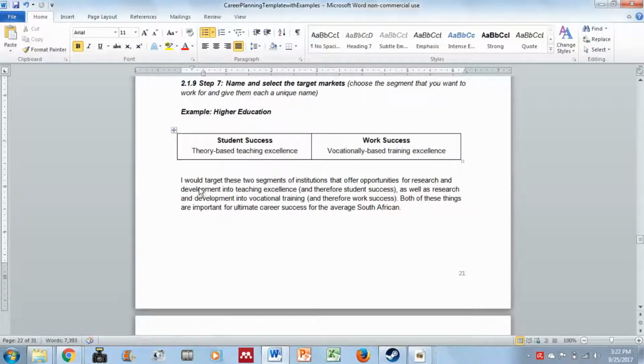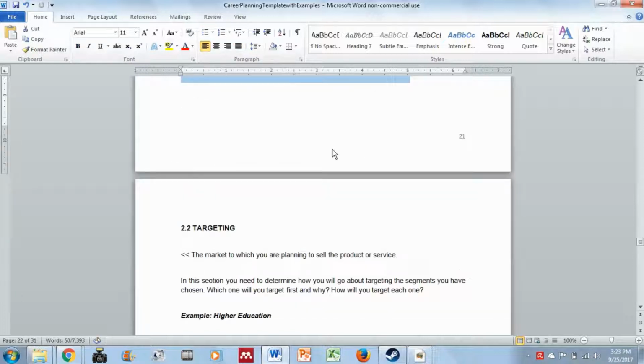Okay, so then I choose and I explain why I would target these 2 segments of institutions that offer opportunities for research and development into teaching excellence and therefore student success, as well as research and development into vocational training and therefore work success. Both of these things are important for ultimate career success for the average South African. Okay, so you would then explain why you've chosen the 2 segments that you've chosen.